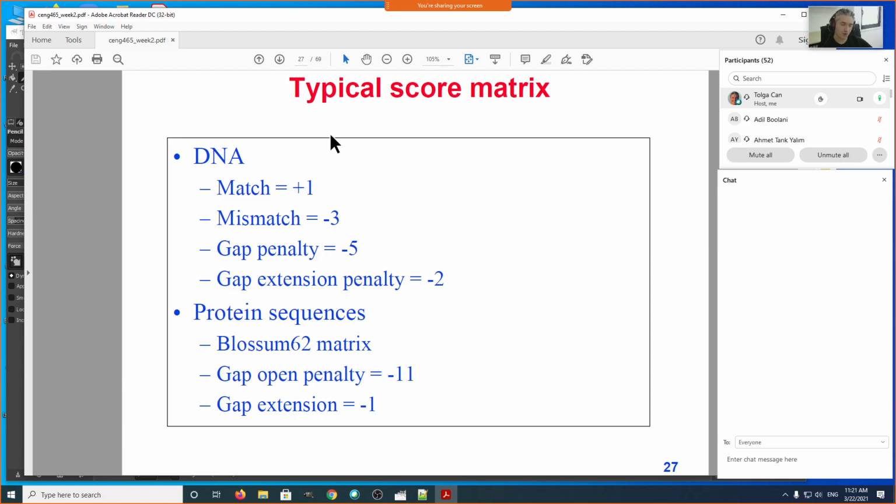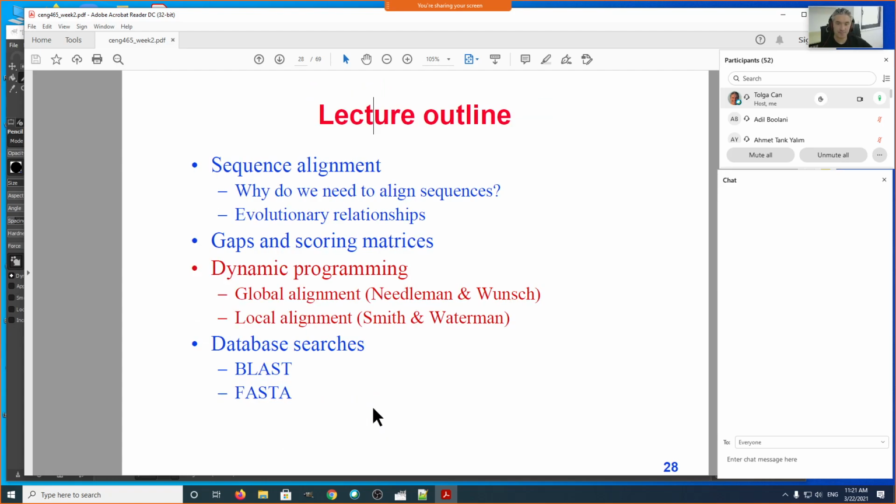But a typical scoring matrix that is used today is to use a score of match 1 for DNA sequences. These are the scoring matrices that are used for protein sequences. BLOSUM 62 is used a lot. A gap opening penalty of -11, so initiating a gap is penalized a lot. But when you extend an already existing gap, you just add -1 to your penalties.